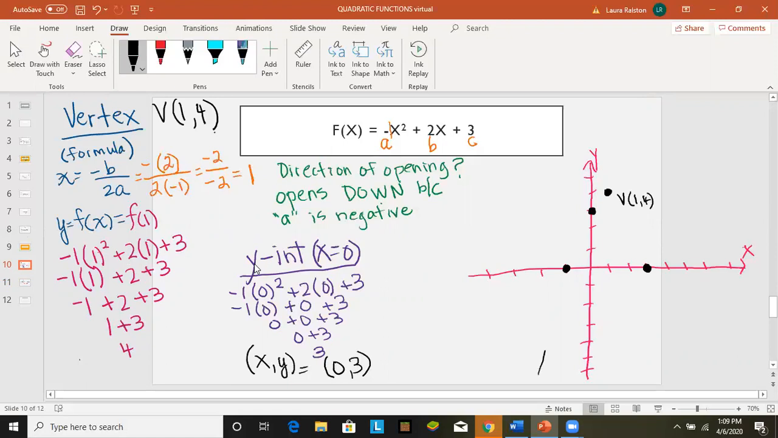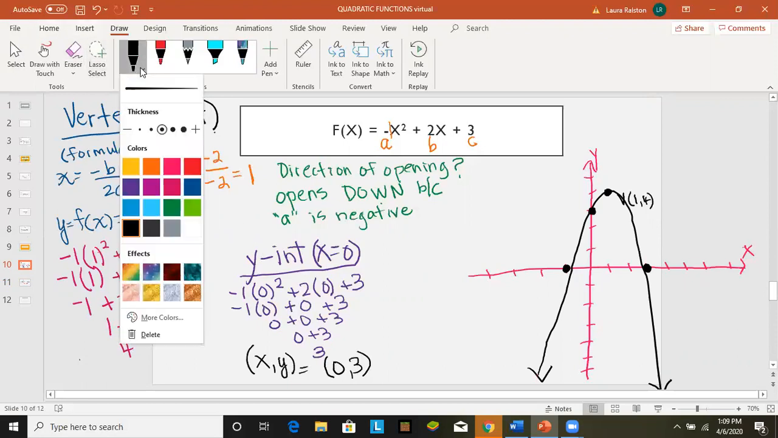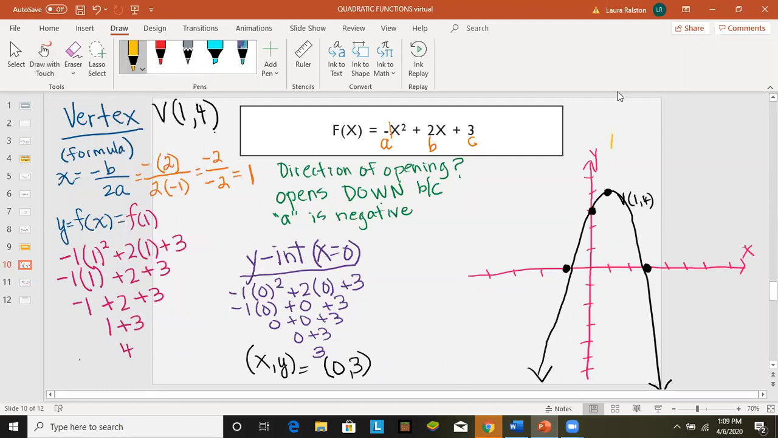I know my opening should be down, so it's going to come up and look something like this. There's the graph of that parabola. If I were asked to find the axis of symmetry, remember the axis of symmetry has to go through the vertex, and it's a vertical line, so it's going to be x equals h, and we already determined that h, or the x coordinate, is +1. So my axis of symmetry is x equals 1.